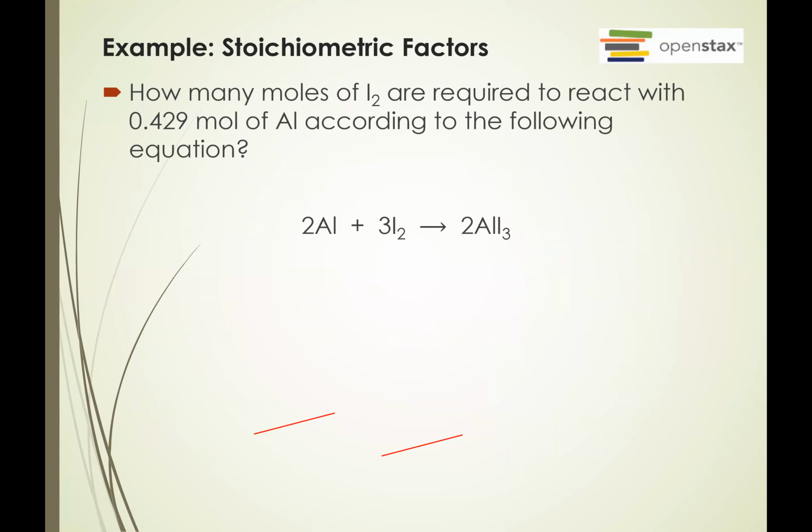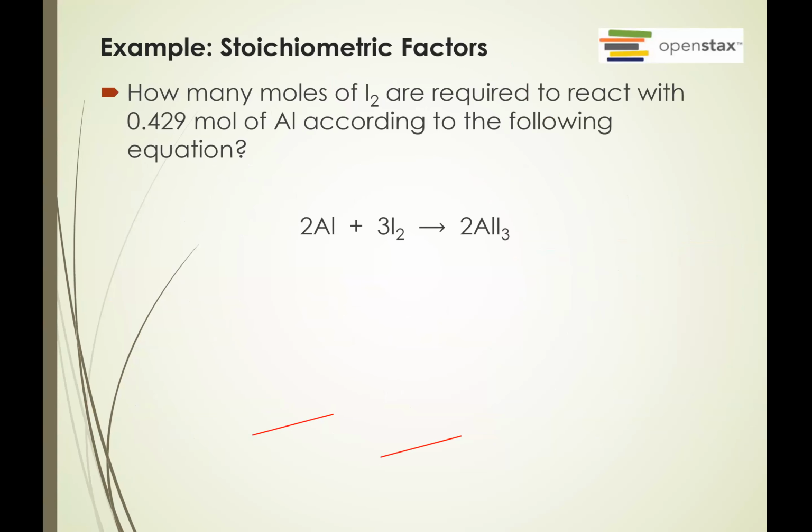Okay, so here's an example using chemistry. How many moles of iodine are required to react with 0.492 moles of aluminum according to the equation? The thing about balanced chemical equations is they are the roadmaps to everything we do in chemistry. Sometimes people look at them and they're like, oh yeah, look, balanced chemical equation. No. Balanced chemical equations are everything in chemistry. They are the roadmap. What do I mean by that?